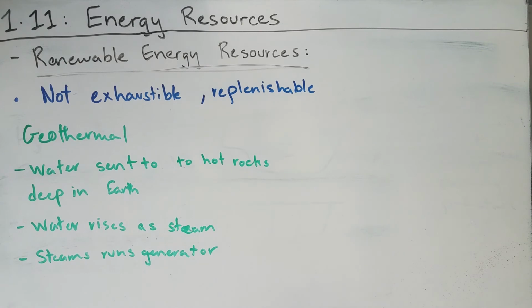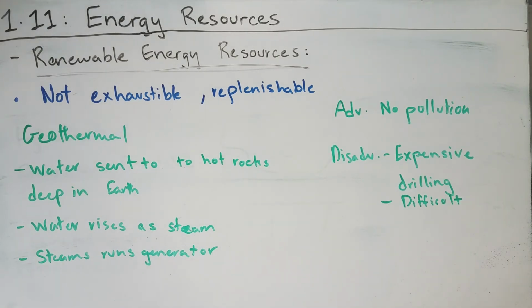Another renewable source is geothermal energy, which is when water is pumped down to hot rocks deep in the earth, and the water rises as steam as the hot rocks transfer energy to the water. And the steam turns the turbines, which runs the generator, and electricity is produced. The advantage of geothermal energy is that there's no pollution, but the disadvantage is that it's very expensive to drill deep underground. That takes a lot of money, and it's also a difficult job.